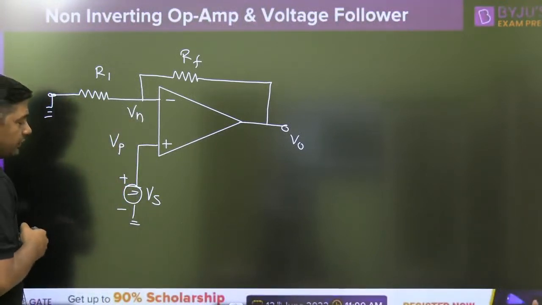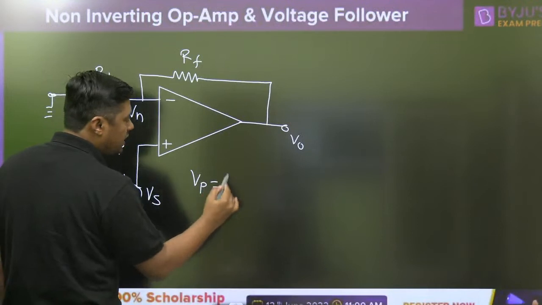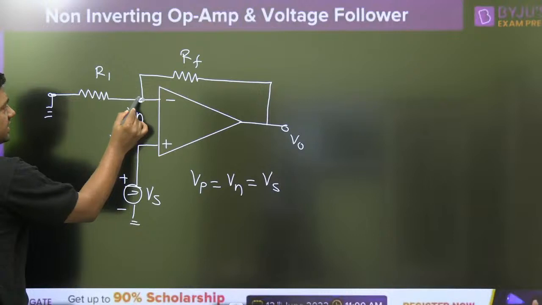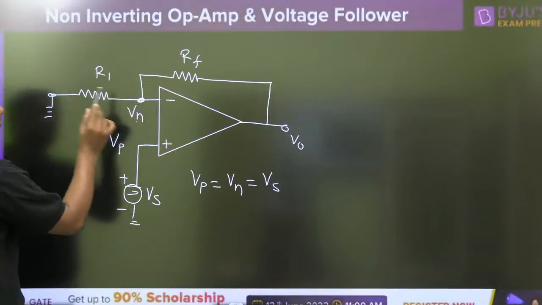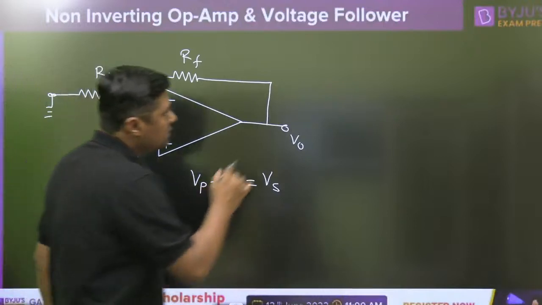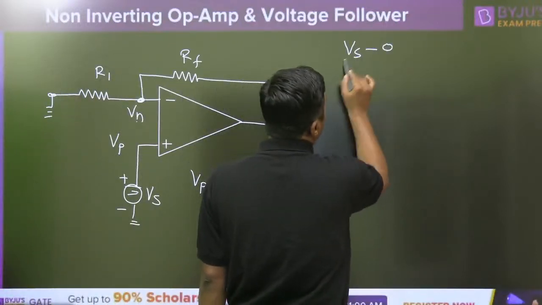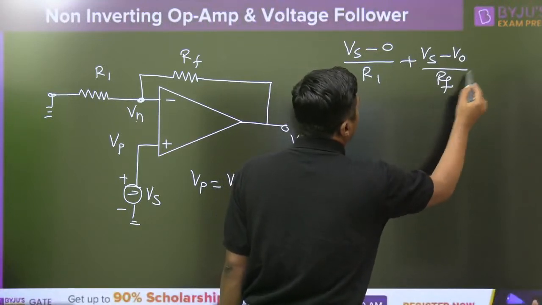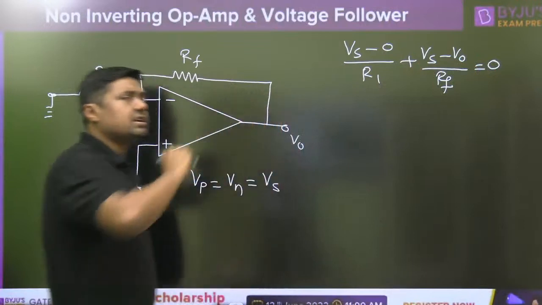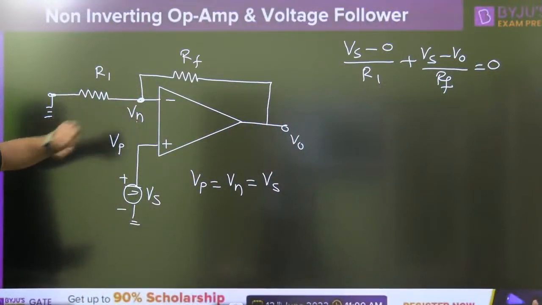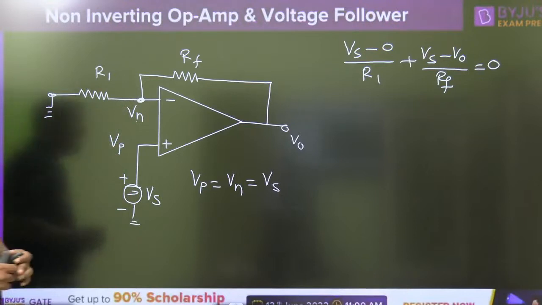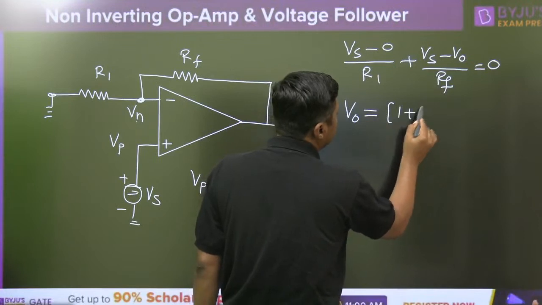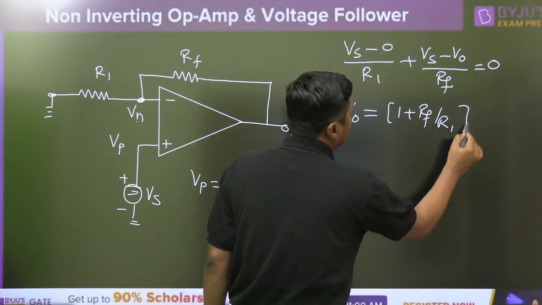If the negative feedback is dominant, then the virtual short concept is applicable. So Vp is equal to Vn, which is equal to Vs. Writing the KCL at the inverting terminal Vn: (Vs minus 0) by R1 plus (Vs minus V0) by RF. Arrange this KCL, and Vn is equal to Vs. Then you will get V0 is equal to 1 plus RF by R1 into Vs.